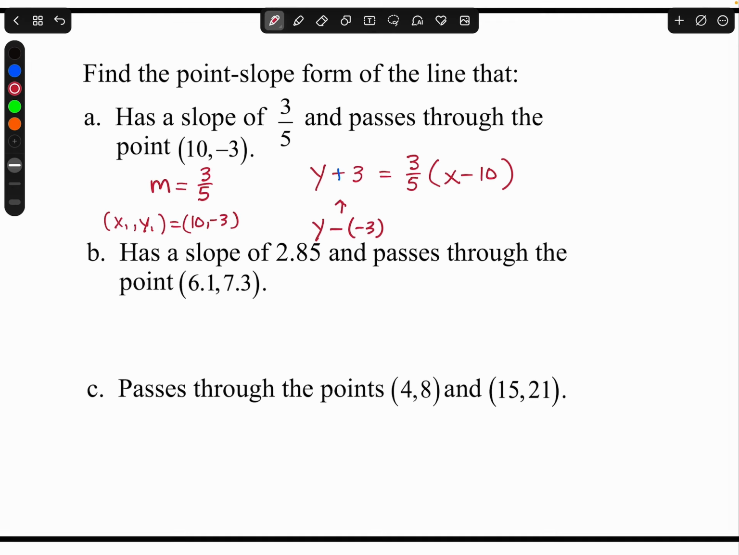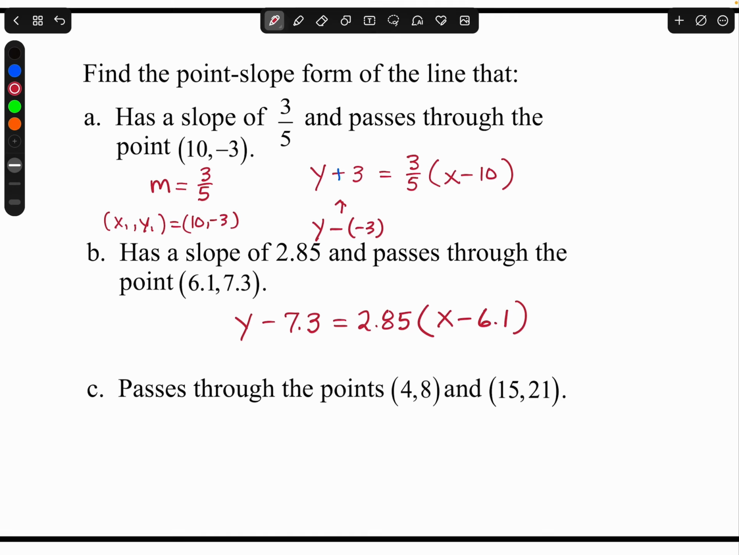Let's do the next one. It has a slope of 2.85 and passes through the point (6.1, 7.3). So we would say here y minus our y coordinate, 7.3, is equal to 2.85 times the quantity of x minus 6.1. Basically, what we're testing here is, can you read and can you plug things into the right spots? If you can do that, then you can do this.